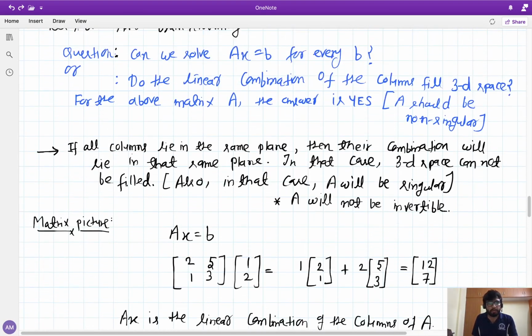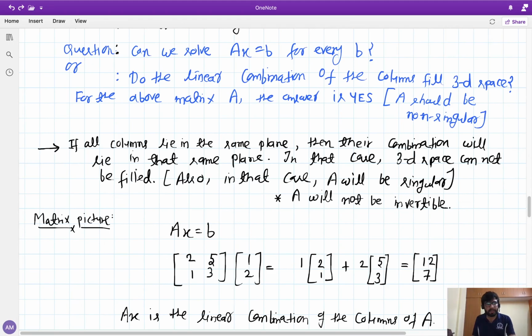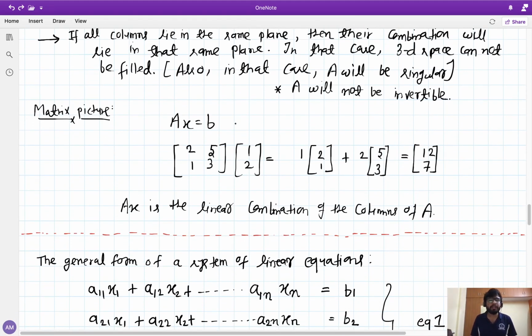Yes. So let us see the matrix picture. It is nothing but representing the system of linear equations in Ax equal to B form. That is this one, then B. Now you can consider this as the A matrix, and this is x. You can consider it as: you take this column and multiply by 1, and take this column and multiply it by 2. So Ax is the linear combination of the columns of A.